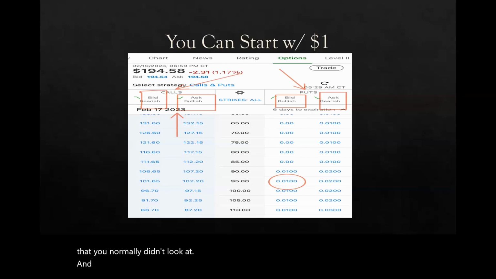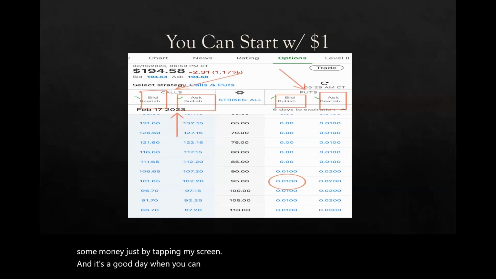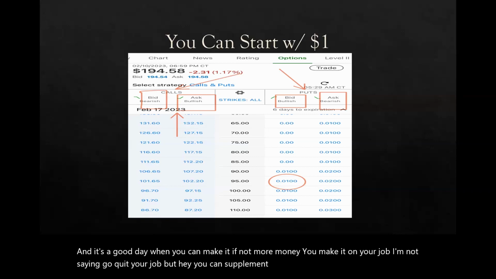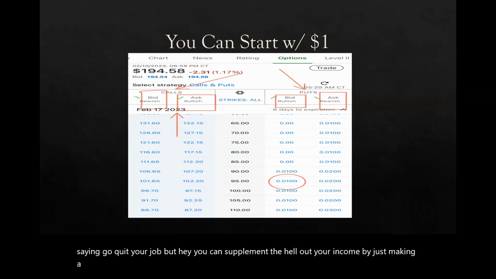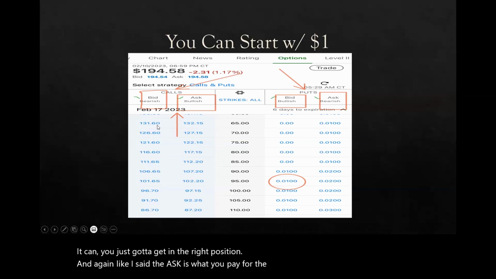And it's amazing. It's fun. I've never seen weeks go by so fast since I've been trading. I love Mondays now. I hate Fridays now, because I'm ready to get in and see if I can make some money just by tapping my screen. It's a good day when you can make as much as, if not more than, you make on your job. I'm not saying go quit your job, but you can supplement your income by just making a few trades a week. I caught $300 out of $50 on my hour break. You just got to get in the right position. And again, like I said, the ask is what you pay for it. The bid is what you can sell it for.